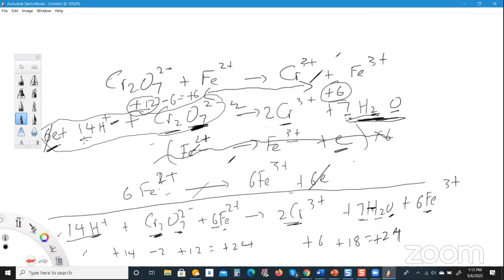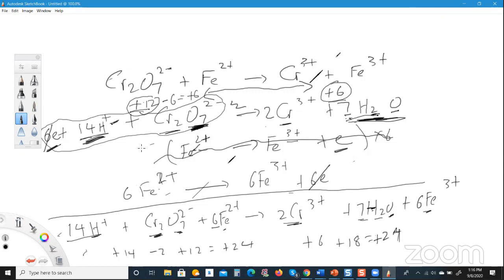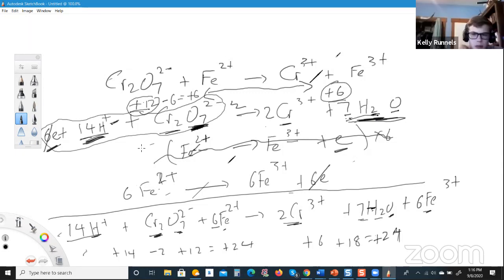We have to balance the hydrogens by adding 14 hydrogen ions here. So that's kind of important as well. To balance the oxygens, we add water to the side that needs the oxygens. And to balance the hydrogens, we add hydrogen ions to the side that needs hydrogen ions. So that's basically what it comes down to.